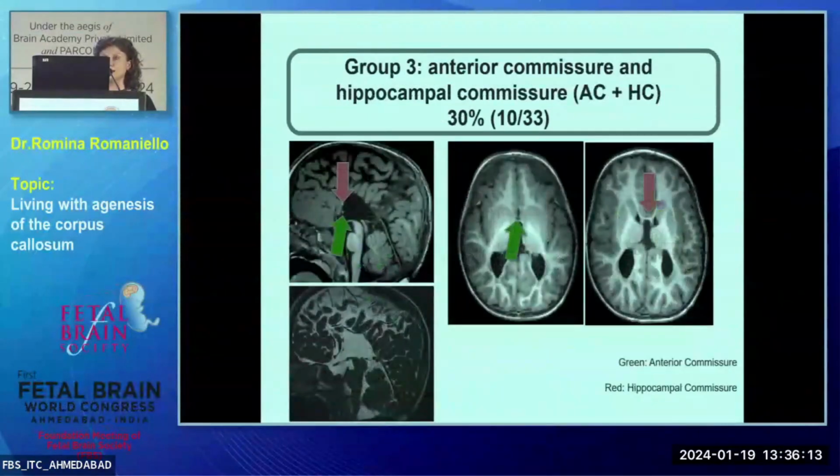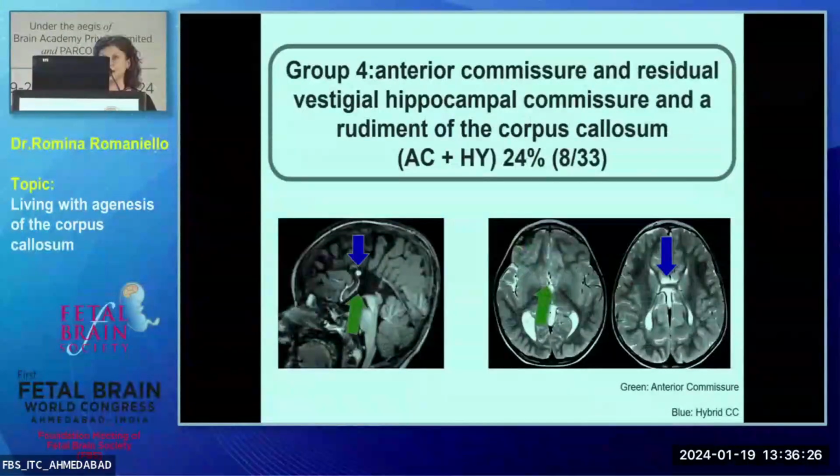In group 3, anterior commissure and hippocampal commissure in 40%, only in 10 subjects. In green you can see the anterior commissure, and in red the hippocampal commissure. And group 4 with the hybrid corpus callosum, 24%, only 8 subjects are present. In green, the anterior commissure, and in blue, the hybrid corpus callosum.